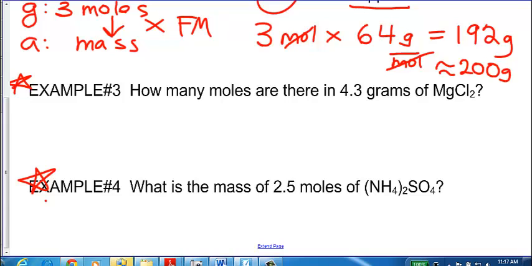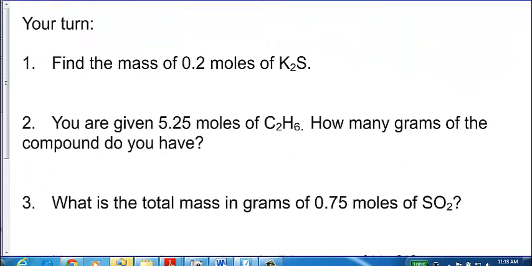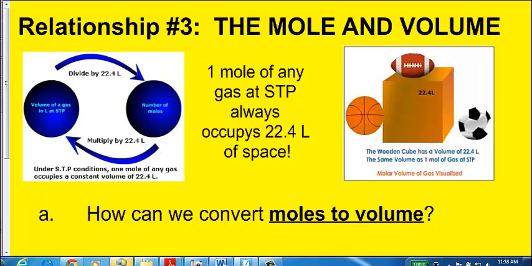So we know 2, right? 1 mole equals formula mass. 1 mole equals 6.02 times 10 to the 23rd molecules. There is one more relationship that you need to know, and that is the mole and volume. Volume is only of a gas, and that gas must be at STP. So this won't work with the solid and this won't work with the liquid. It'll only work with the gas at STP.